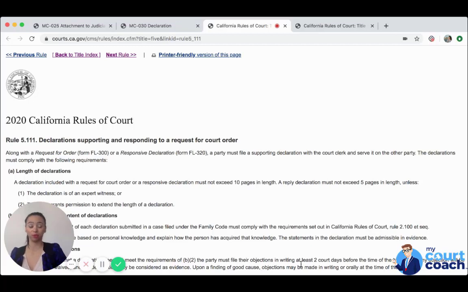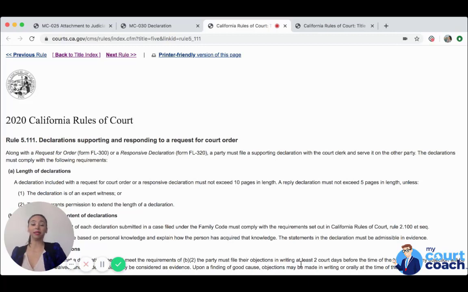Now, if you don't do that, you could also have the declaration written by that individual in their own terms, and you review it and see if there's anything in there that you think would be faced with an objection at the time of the hearing.